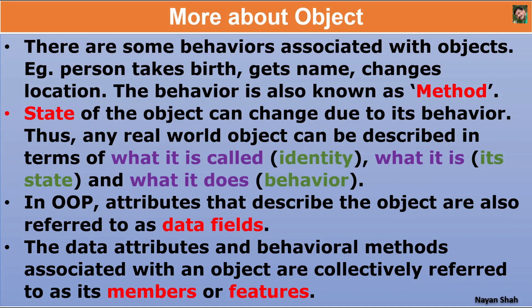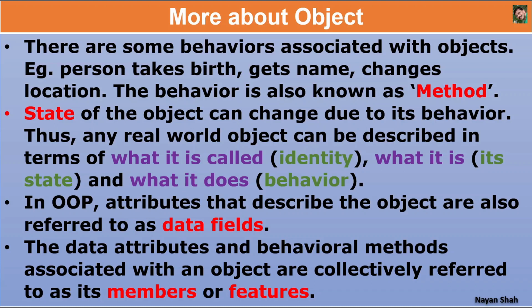Thus, any real world object can be described in terms of what it is called, that is its identity, what it is, that is its state, and what it does, that is its behavior. So any object can have three things: the name of the object, that is identity, what it is, that is its state, and what it does, that is its behavior.